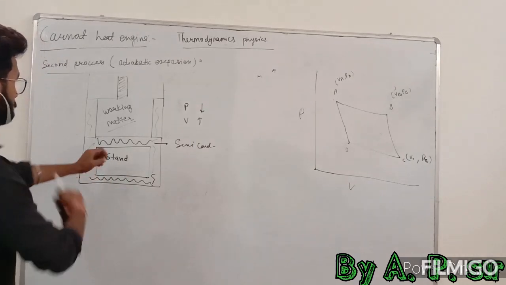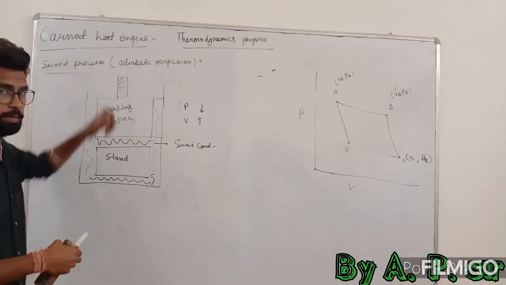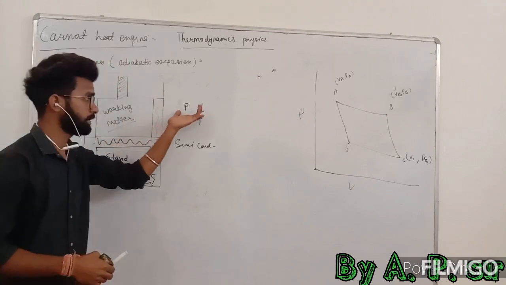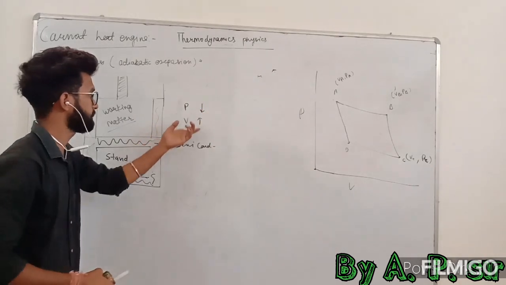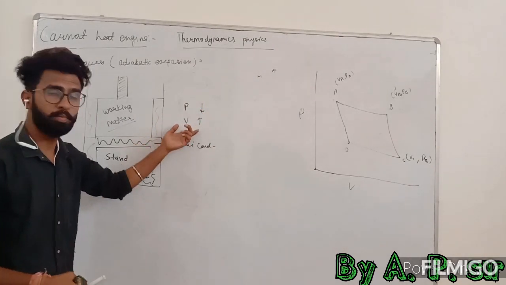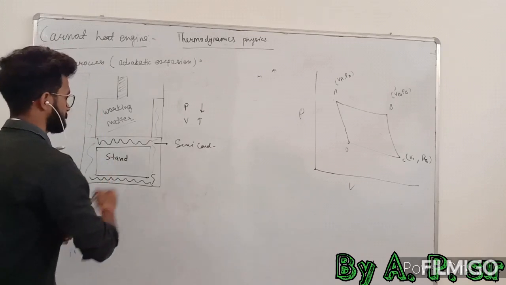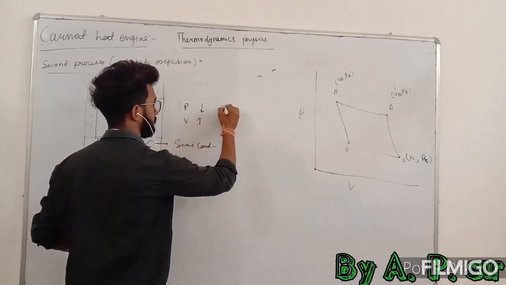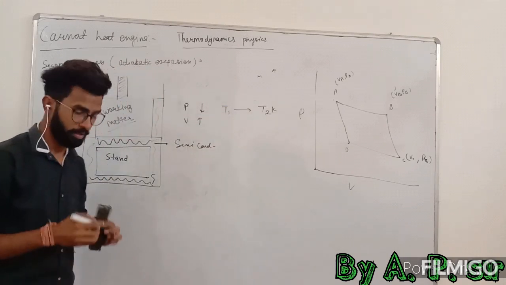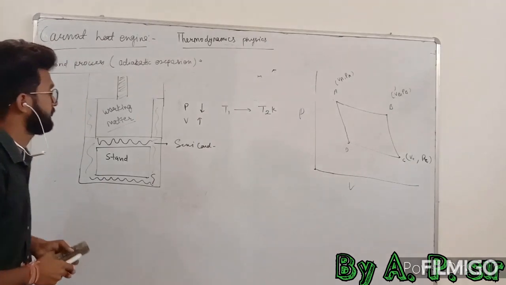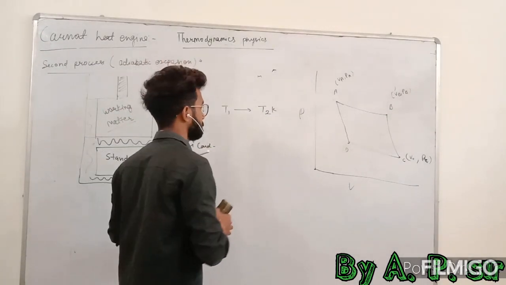If we pull the piston, then the pressure of the working material decreases and the volume increases, and the temperature changes from T1 to T2 Kelvin. In this process, the temperature is T2 Kelvin.